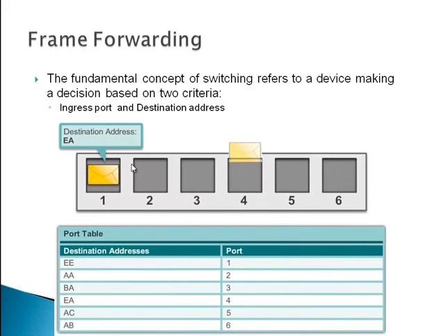So as a frame comes in, for example on this port, the switch will mark what is the MAC address the frame is coming from, and it looks at the destination address, EA for example, and looks at the port table, which has the destination addresses with a port. So it will look at that: do I have EA on my port table? It will find out that EA is on port 4, and it will move this frame from port 1 to port 4. That's called switching from one port to another port.